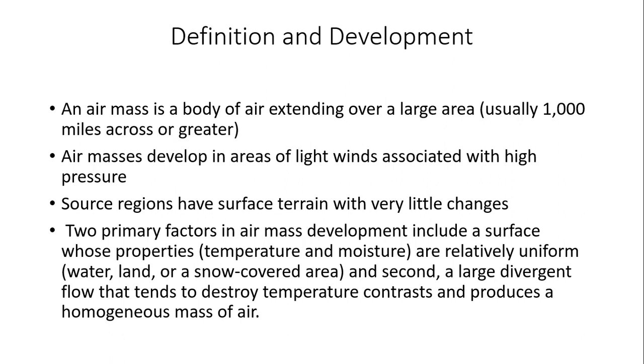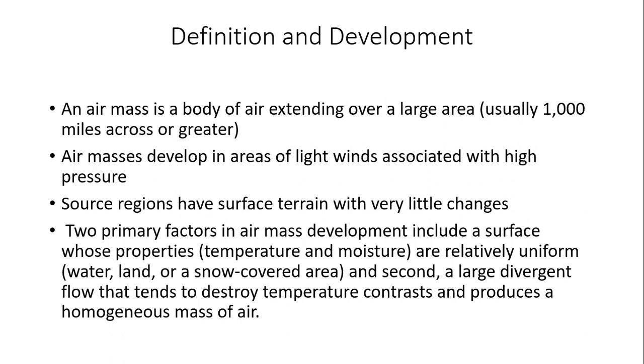Now, high pressure usually is associated, especially as you get close to the center of it, with what's known as weaker pressure gradients. Source regions, the areas where these air masses form, have surface terrain with very little change. So I'm usually looking for a surface terrain that is relatively flat, as an example, without a lot of terrain changes across the landscape.